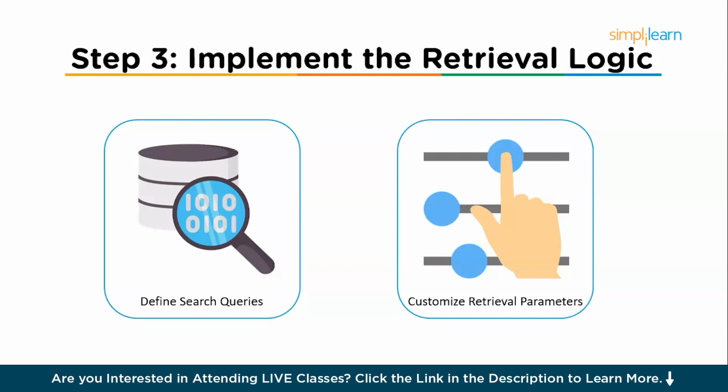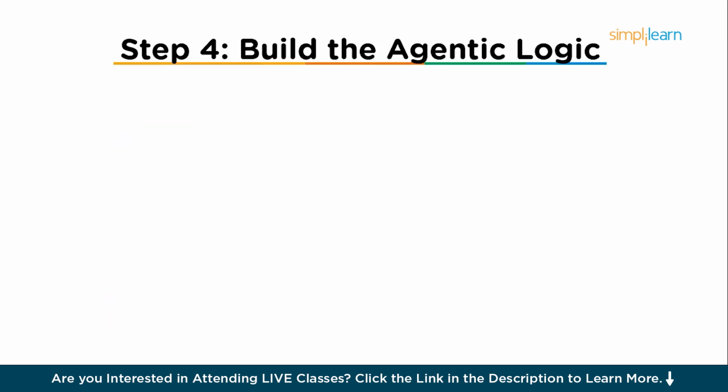Now moving on, for the fourth step, we have building the agentic logic. With the retrieval process in place, you will now focus on implementing the agentic logic that will autonomously act based on the retrieved data. This is where you define how the system will make decisions and perform actions.